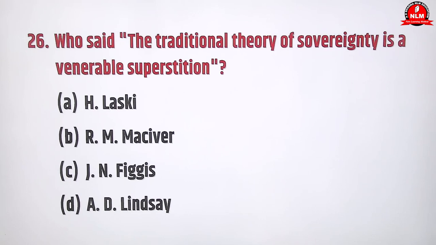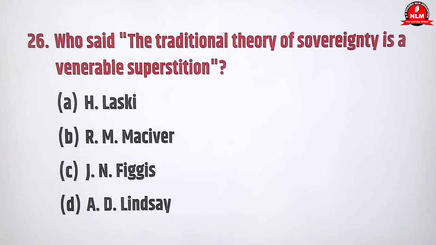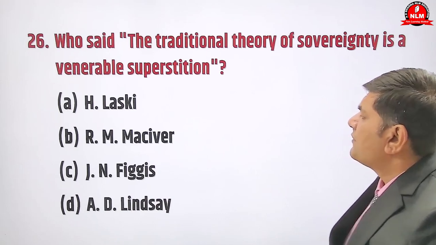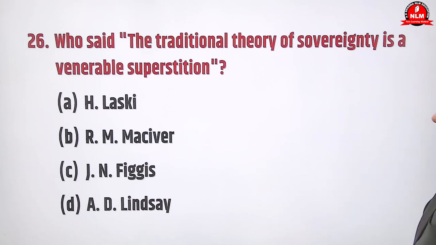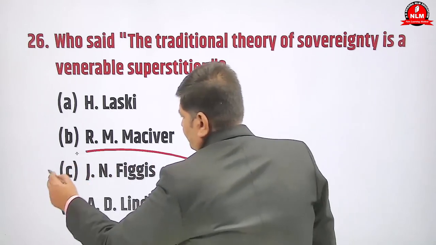Now we discuss question number 26. Who said that the traditional theory of sovereignty is a venerable superstition? Option A, Harold Joseph Laski; B, R. M. MacIver; C, J. N. Figgis; D, A. D. Lindsay. The right answer is J. N. Figgis.